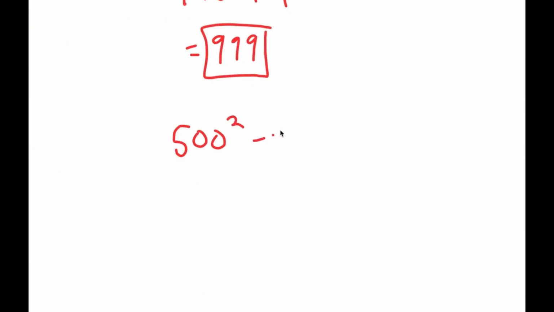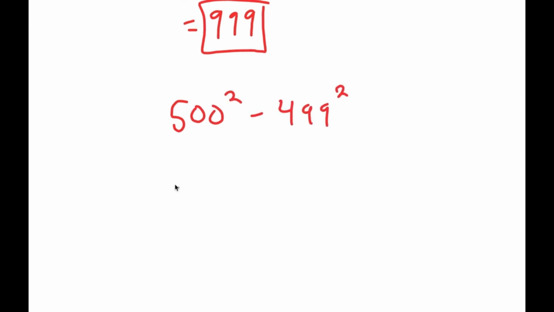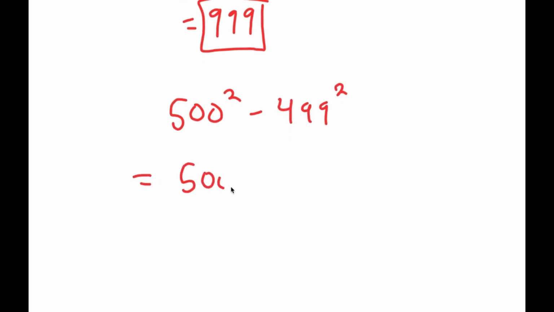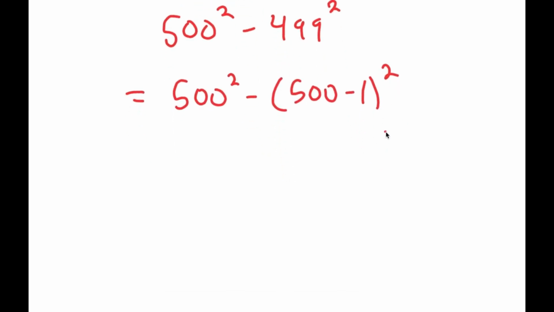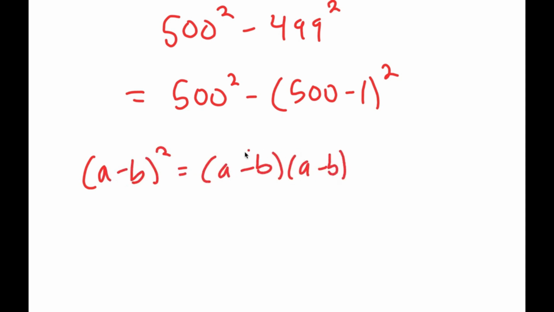So I have 500 squared minus 499 squared, and this time I'm going to rewrite this as 500 squared minus 500 minus 1 squared. Now, if I have something in the form a minus b squared, this is equal to a minus b times a minus b, which is equal to, if I factor this out, a squared minus 2ab plus b squared.